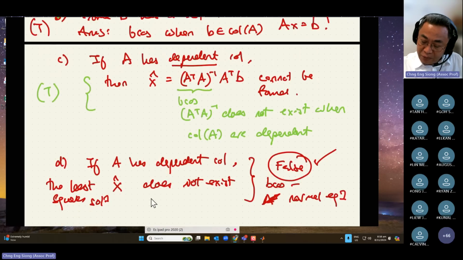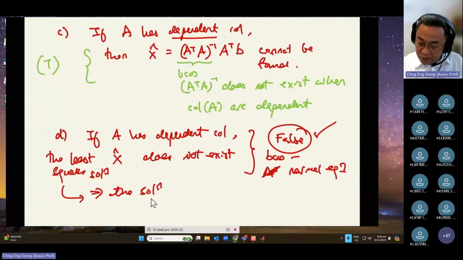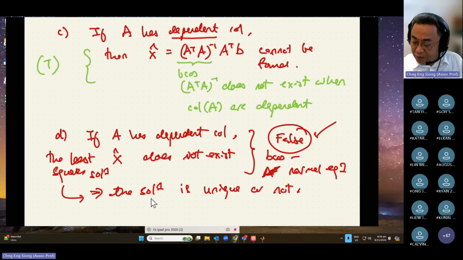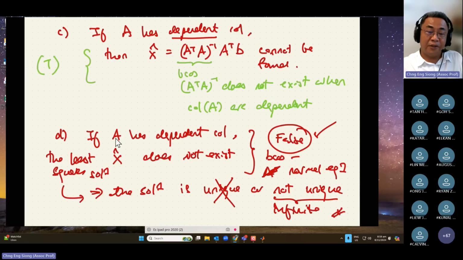And then this will result in what? Here it implies the solution is unique or not unique? Not unique means infinite. When the columns of A are dependent, the solution is not unique, it's infinite.